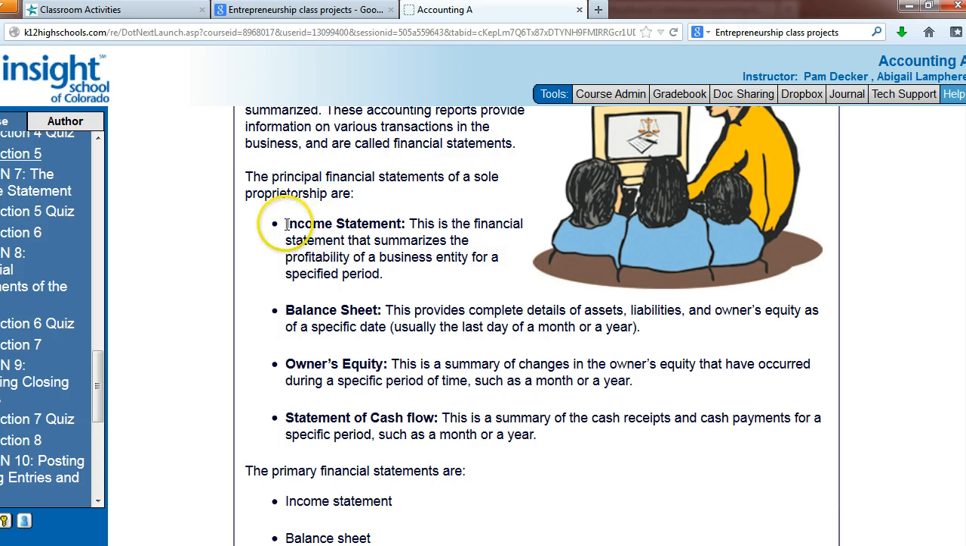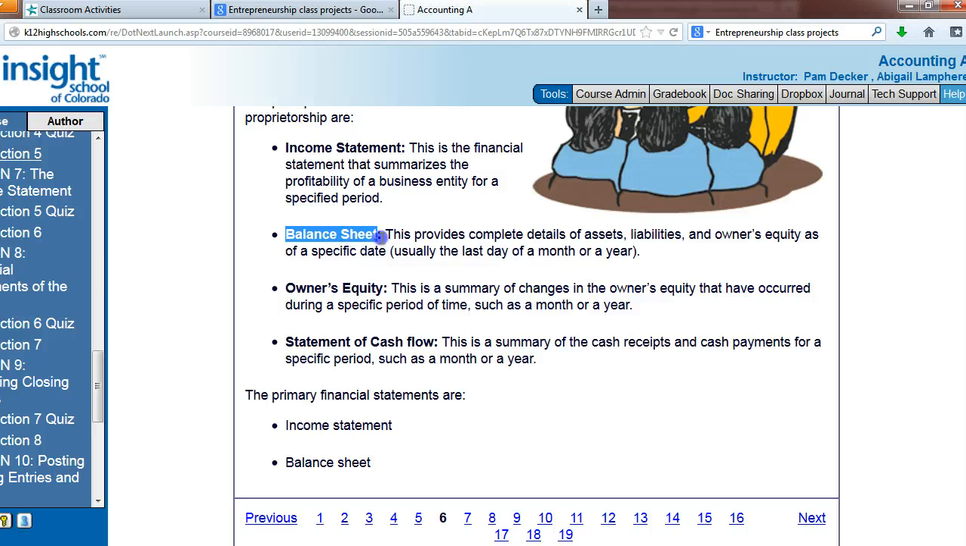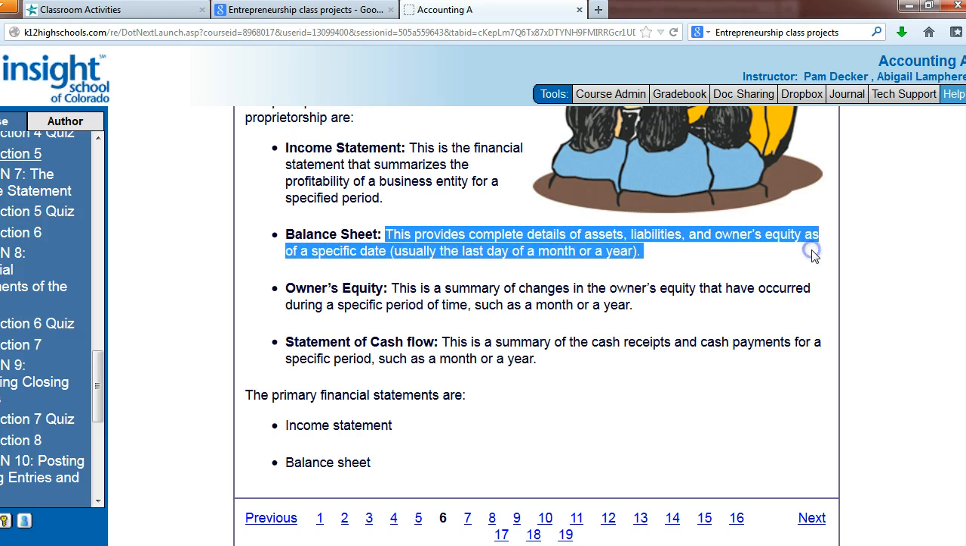So we've dealt with the income statement and the balance sheet on the accounting worksheet that we've prepared before, but now it's a little different when it comes to looking at just a sole proprietorship. The income statement is the financial statement that summarizes the profitability of a business entity for a specific period. So it's the same purpose as the income statement columns on the accounting worksheet. It's just going to be a separate financial statement now. Then the balance sheet provides complete details of assets, liabilities, and owner's equity as of a specific date. Again, that's the same purpose as the balance sheet that we created in the accounting worksheet.